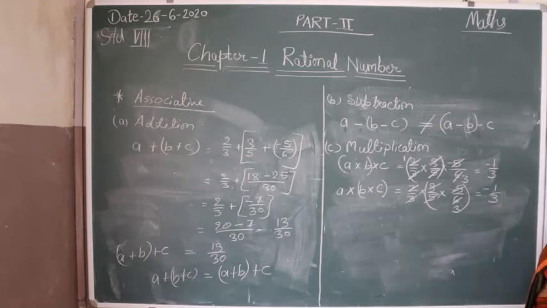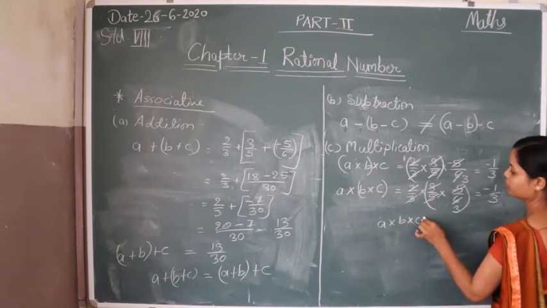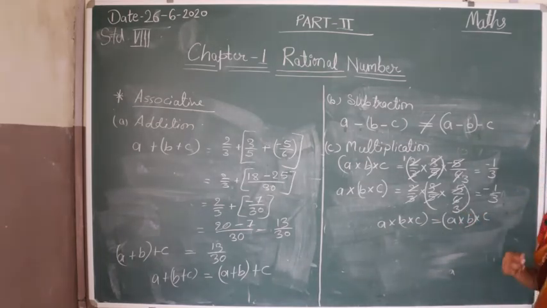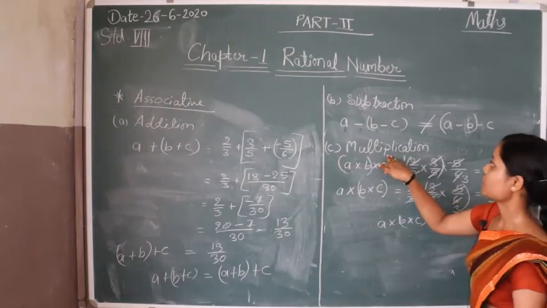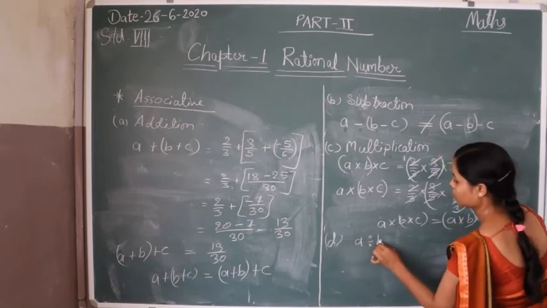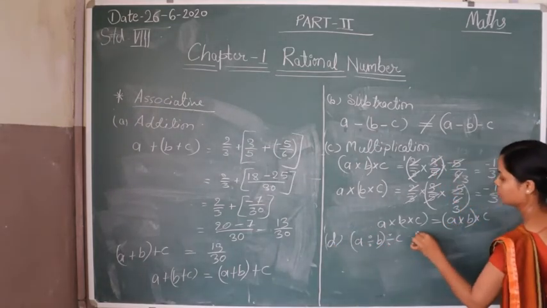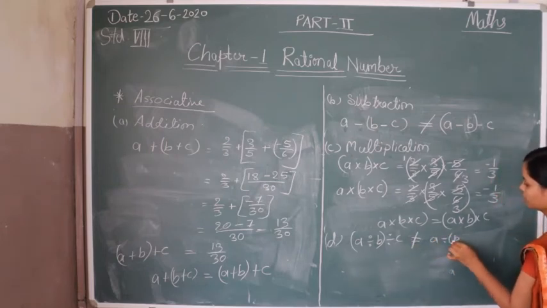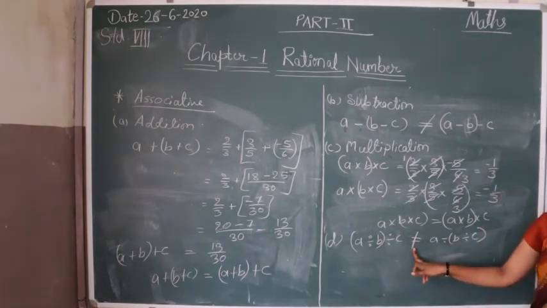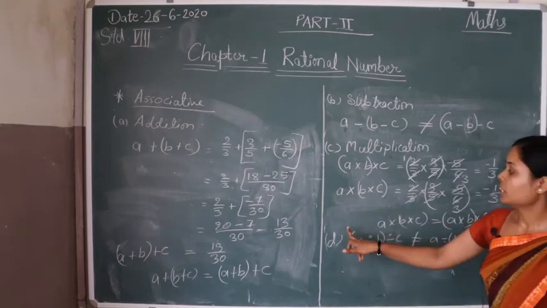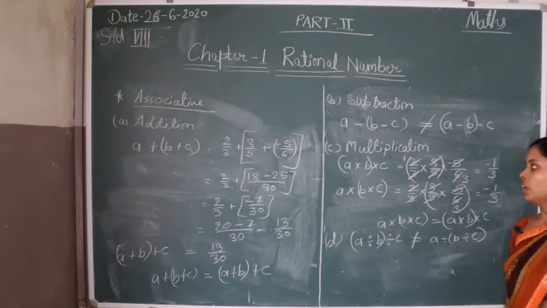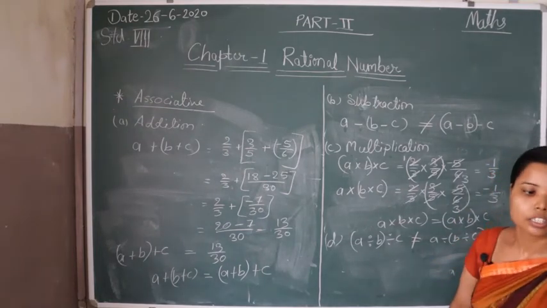We get both answers same, so we can say that A multiply (B multiply C) is equal to (A multiply B) multiply C. Both are equal. So multiplication is associative. And when you solve for division, both the answers are not equal. So we put the symbol of not equal to, and we can easily say that division will not be associative.